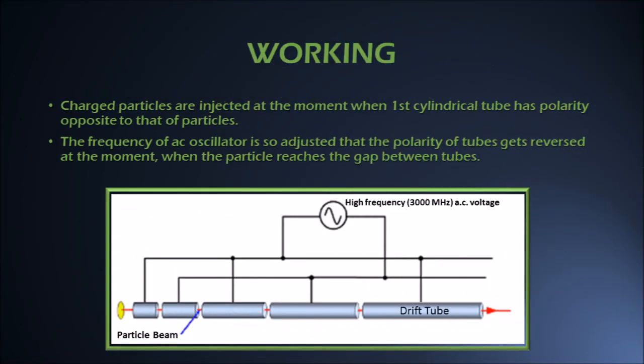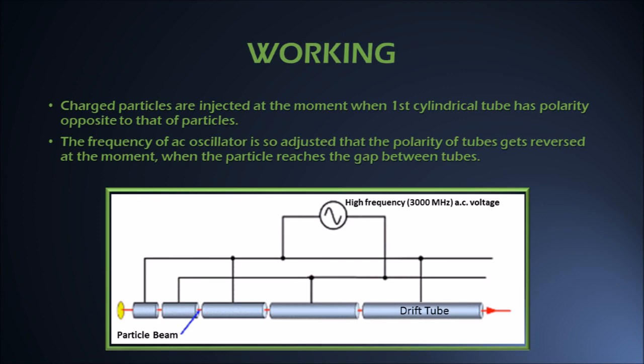Using oscillator, the polarity of both the sets of cylindrical electrodes can be reversed after every half cycle of AC power supply. The charged particles are injected at the moment when first cylindrical electrode has polarity opposite to that of particles, so that the particles are attracted towards first tube.